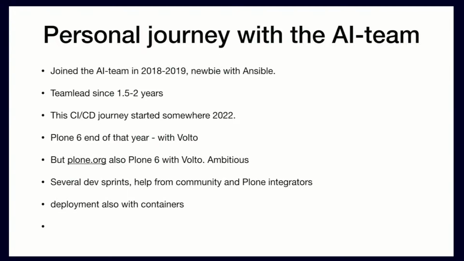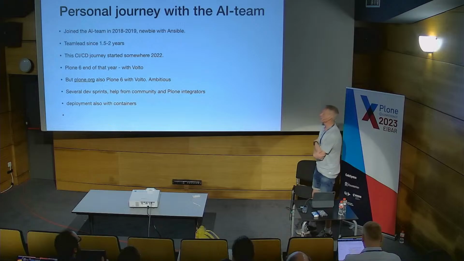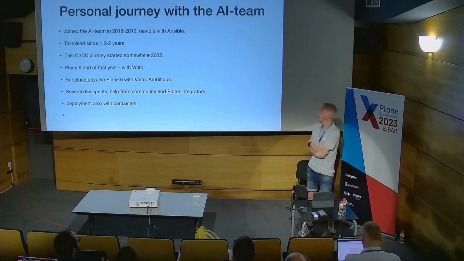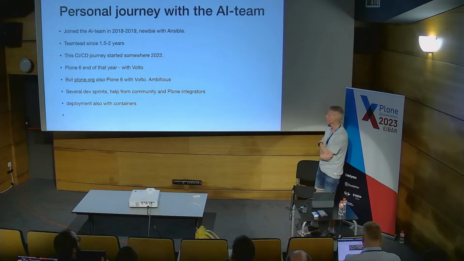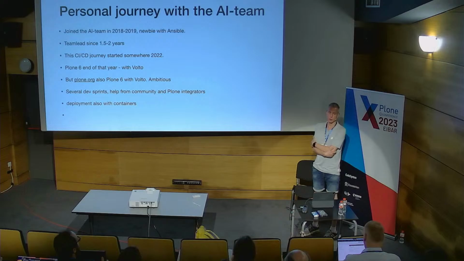But Plone.org was still Plone 5, and the community had this ambitious plan to have Plone.org running on Plone 6 Volto. And also, deployment had been moving in general in IT, with websites but also, I think, most other applications, to a container-based deployment story.